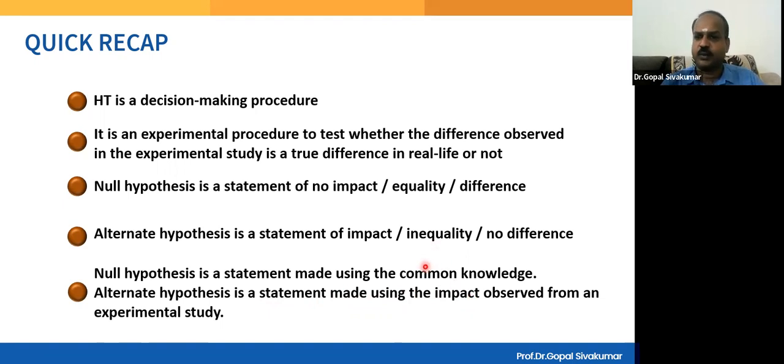Hope the lessons are very clear. And between null hypothesis and alternate hypothesis, please note, null hypothesis is a statement of no difference between the groups. Null hypothesis is a statement of equality. Null hypothesis is a statement of no impact. Coming to alternate hypothesis, it is a statement of difference, a statement of inequality, a statement of impact between two or more groups, right?